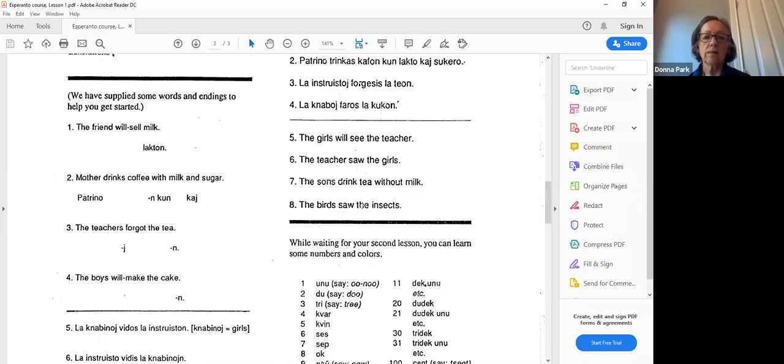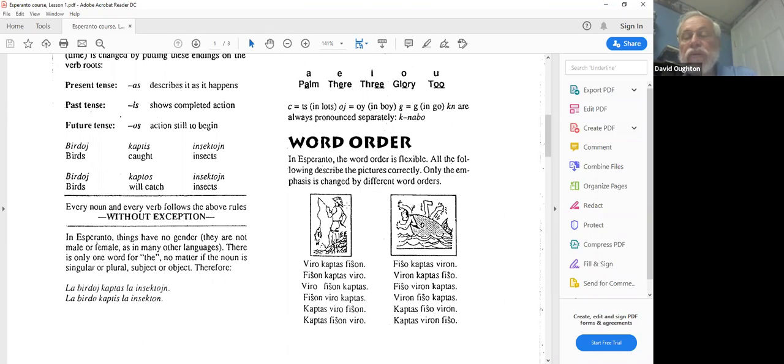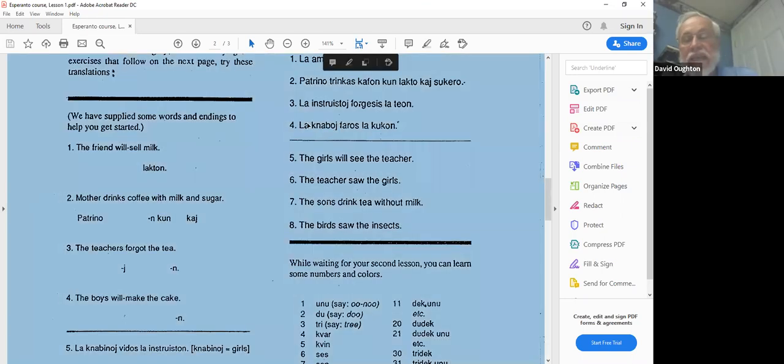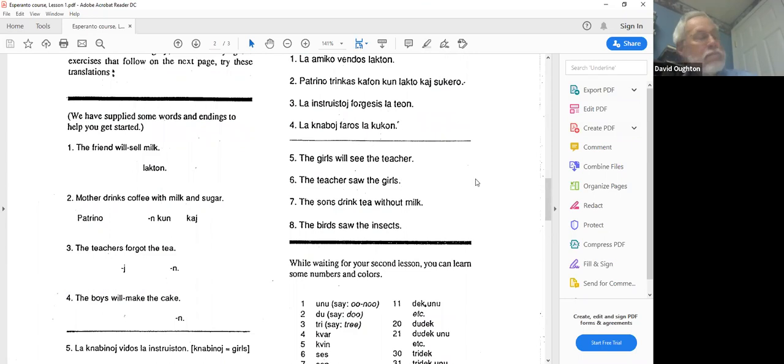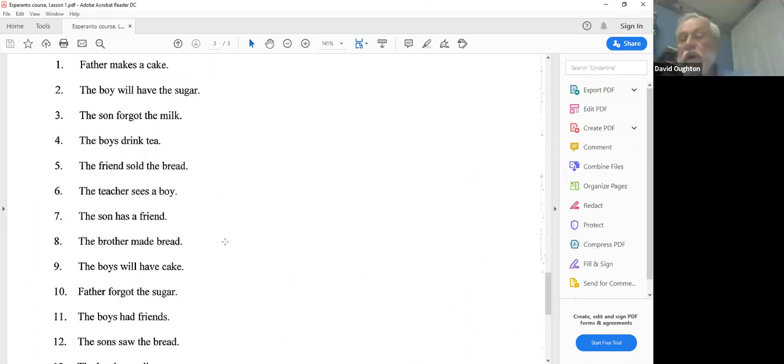Okay, Simon. Knabo is singular, boy. But the sentence is the boys, so we need to do plural for boy. So we need a J on the end. Got you. La knaboj trinkas teon. Okay. So we're up to number four. Everybody okay so far? Yeah.